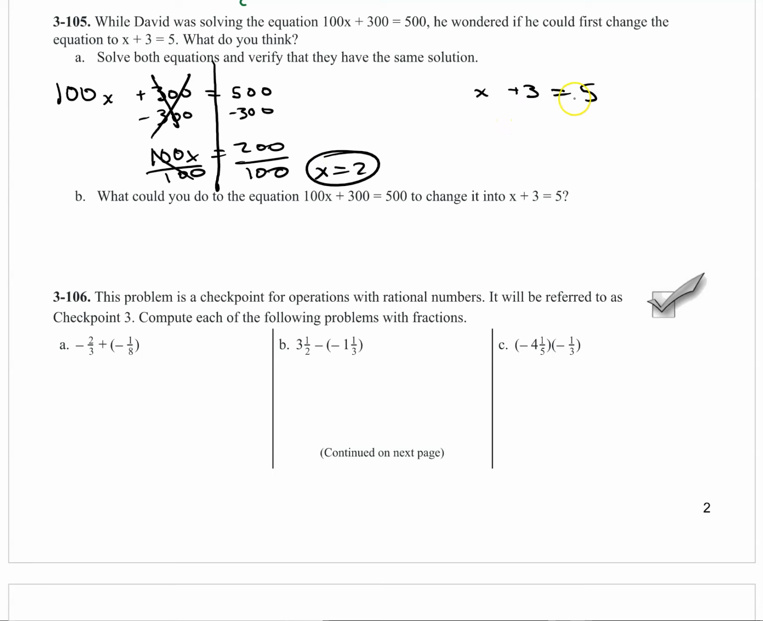Now, on the other equation, it's simpler. All you need to do is take away 3 from each side, and then x is already alone. X equals 2. So, they have the same solution. You can answer this one. What could you do to the equation 100x plus 300 equals 500 in order to change it to x plus 3 equals 5? Think about dividing. What could you divide this by to turn it into that?